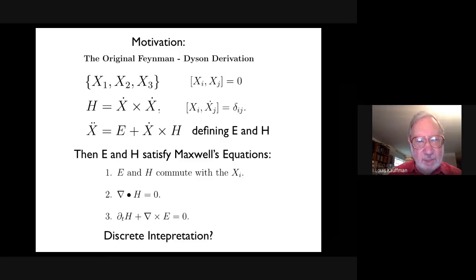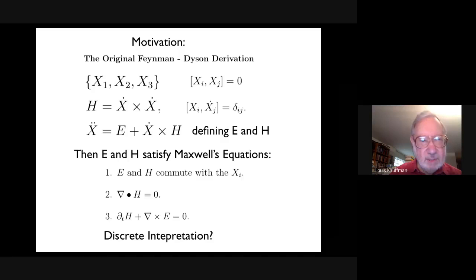So the setup, the way it was done by Dyson, was that you have three non-commuting operators, x1, x2, and x3. That is to say, they commute with one another, but there is the time derivative of the xi's, and the commutator of xi with xj dot is delta ij. So it looks like position and momentum in a way. And you define H, the analog of the electromagnetic field, of the B field, to be the cross product of x dot with itself.